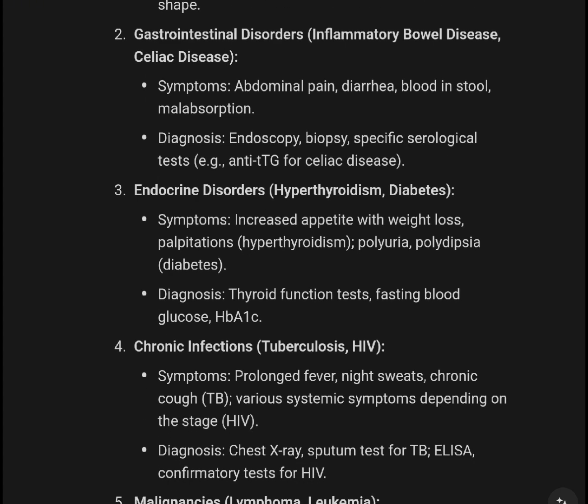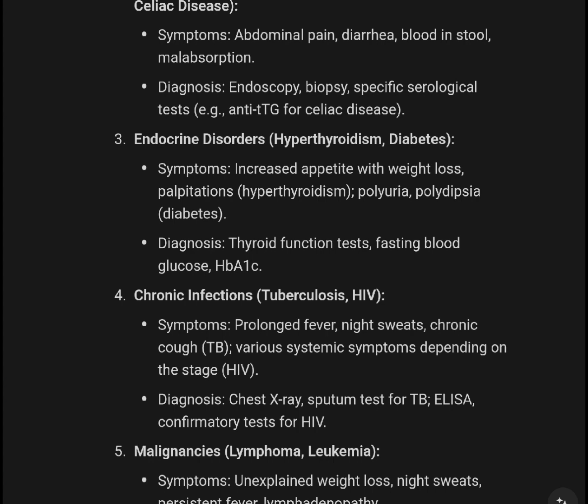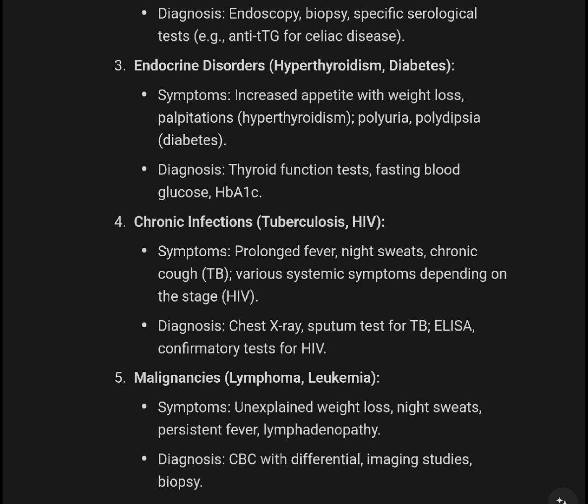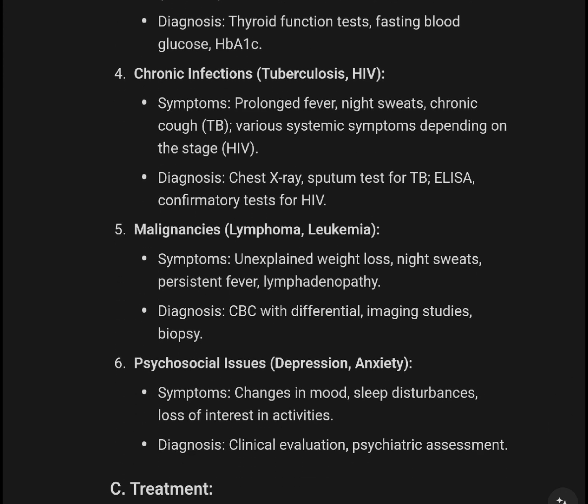Diagnosis: thyroid function test, fasting blood glucose, HbA1c. Chronic infection: tuberculosis, HIV. Symptoms: prolonged fever, night sweats, chronic cough in TB; various systemic symptoms depending on the stage in HIV. Diagnosis: chest X-ray, sputum test for TB, and a confirmatory test for HIV. Malignancy: lymphoma and leukemia. Symptoms: unexplained weight loss, night sweats, persistent fever, lymphadenopathy. Diagnosis: imaging studies and biopsy.